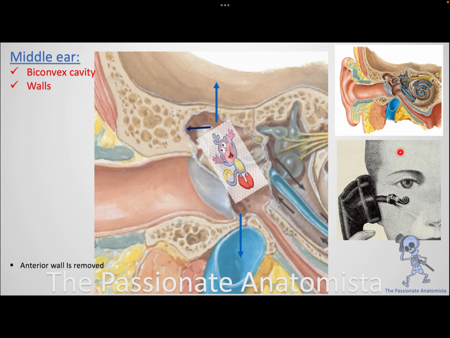So what is the middle ear cavity? It's the middle part of your ear. The middle ear cavity is actually a biconvex cavity. Why do we call it a biconvex cavity? Because it has a convex surface from the lateral wall of it, which is your eardrum, and it also has a convex part because of the promontory of the cochlea. All right, so if you think about your wall, you have a convex part from here and from there.